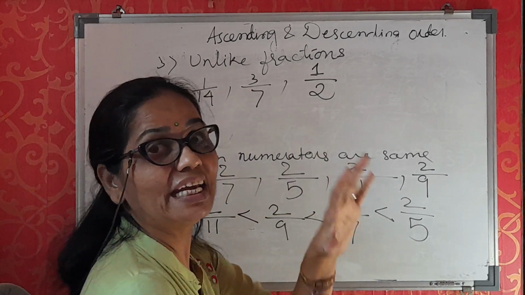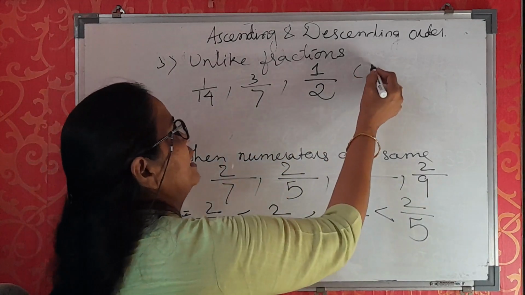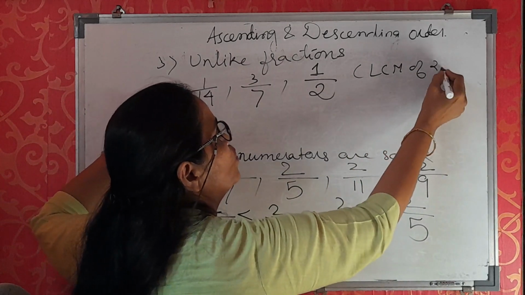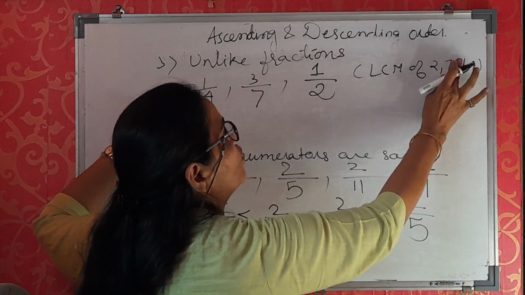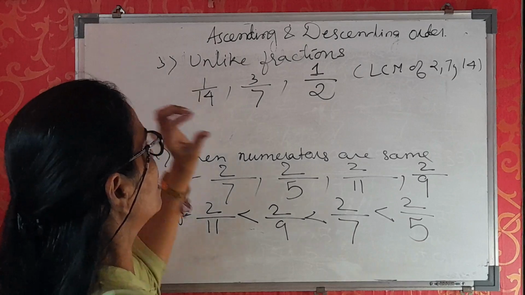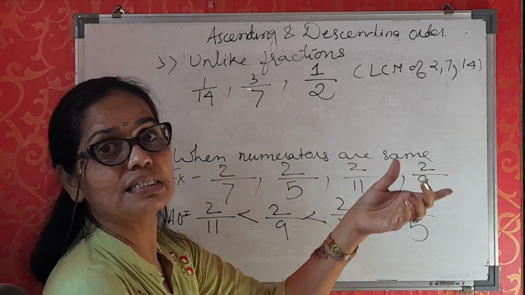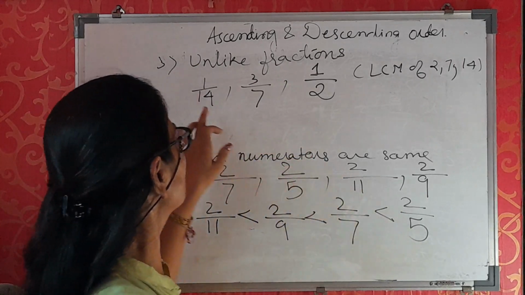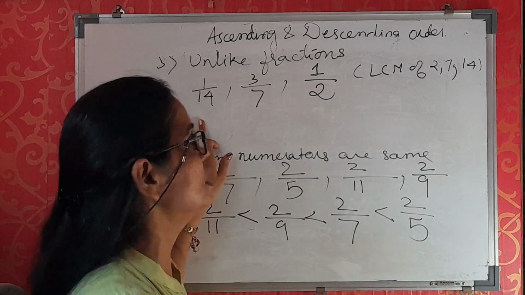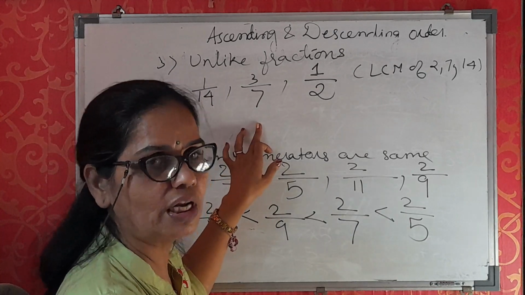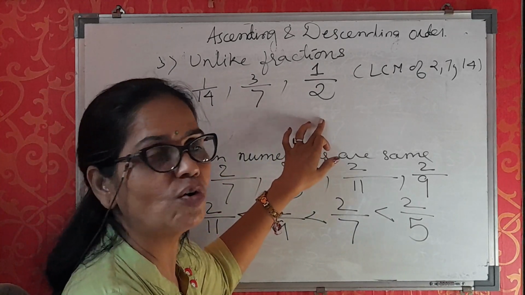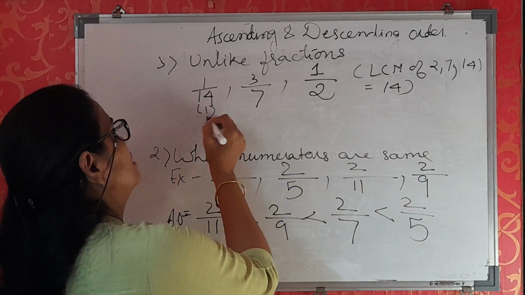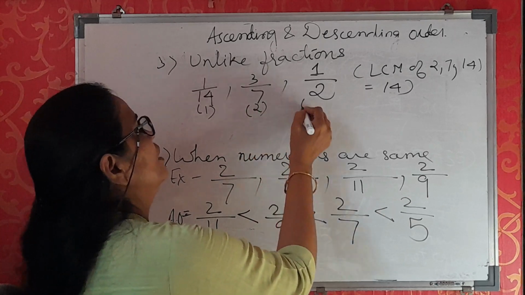First step, make them like fractions by taking the LCM. The LCM of all three denominators, 2, 7 and 14. In all three tables there is one number which is common. In the 14 table, 14 ones are 14; in the 7 table, 7 twos are 14; in the 2 table, 2 sevens are 14. That means 14 is your LCM. So 14 ones, 7 twos and 2 sevens.